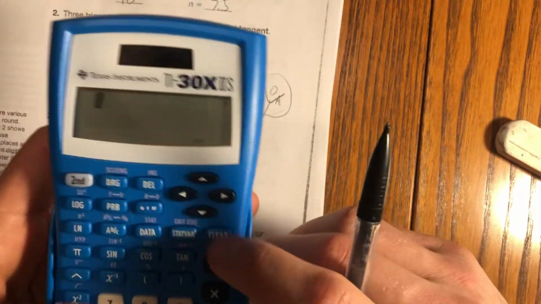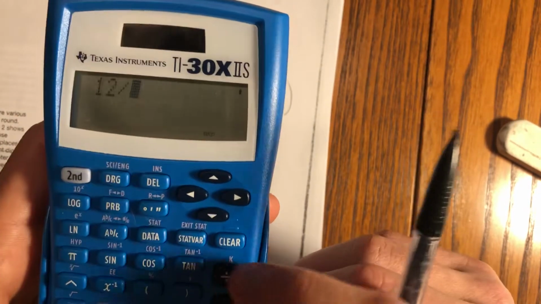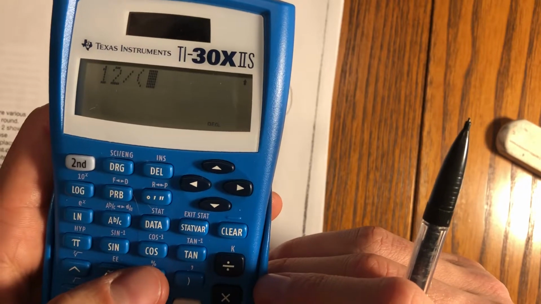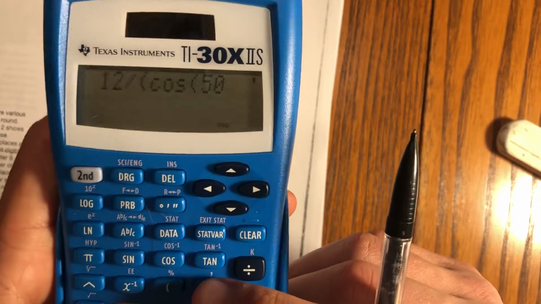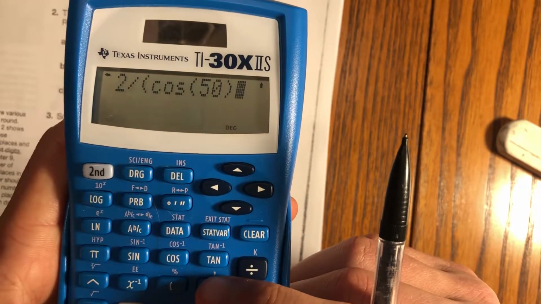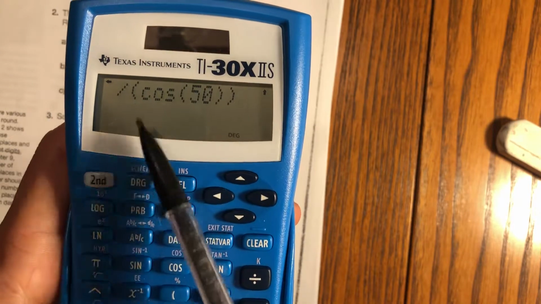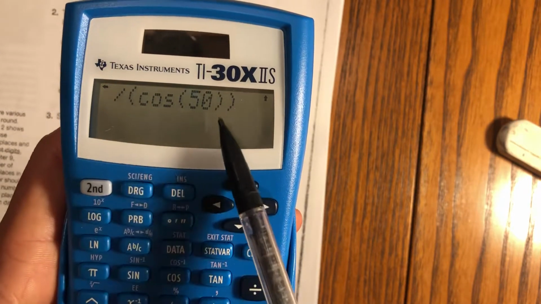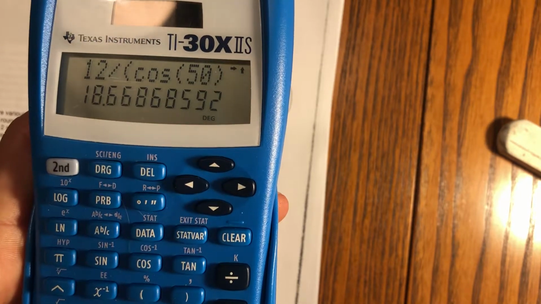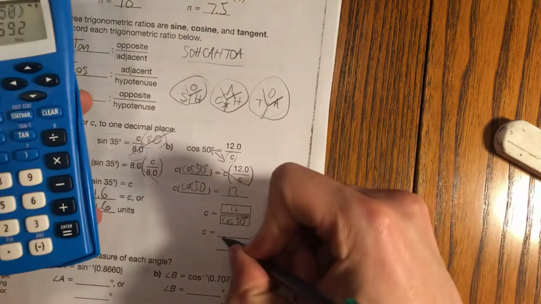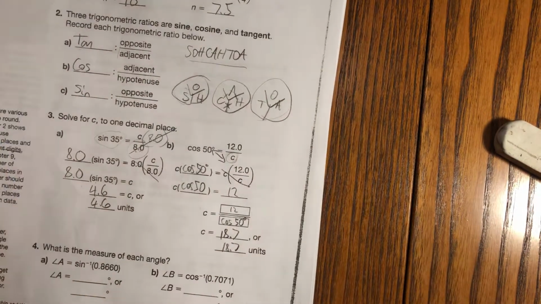So how do we do that on the calculator? Let's do it. 12 divided by, I'm going to bracket it, cos 50, close the bracket again, because however many opens you have, that's how many closes you have to have, equals 18.7. 18.7 units. Good.